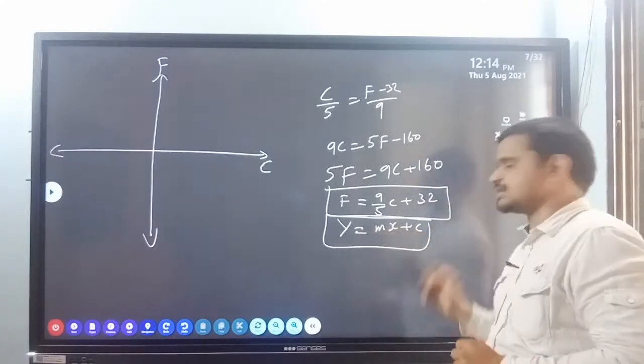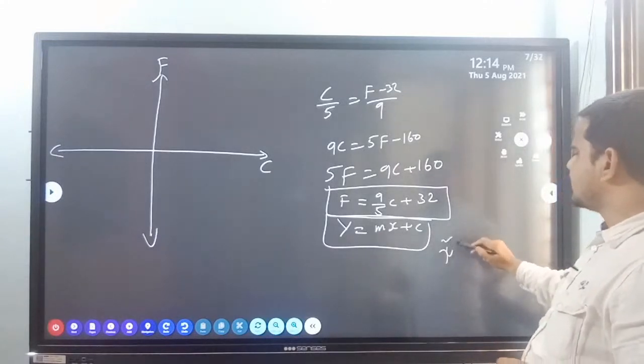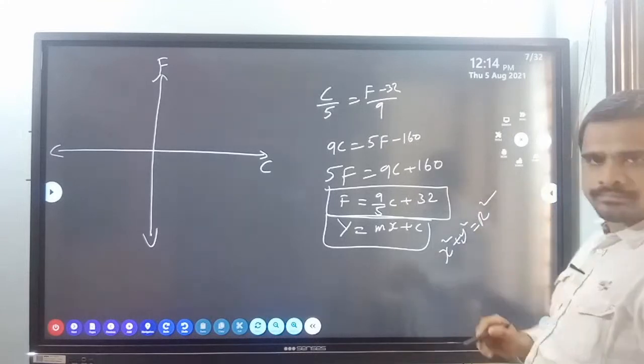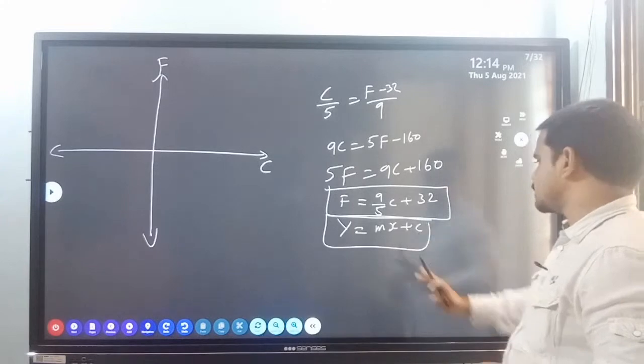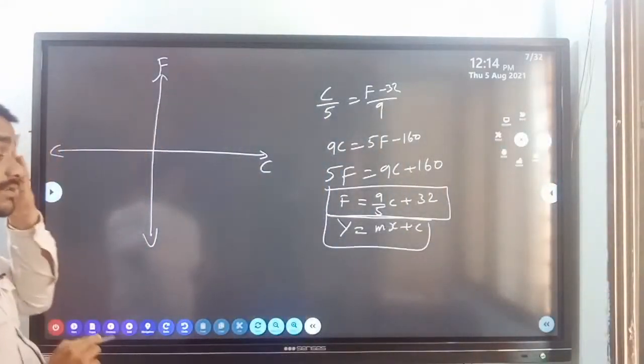Why? Because this is a straight line equation. The circle equation, as I remember, will be like this: x square plus y square is equal to r square. Like this, we have some other equations. We will see them in further videos, further classes. Fine. Let's take it here: y is equal to mx plus c. Now just draw it here.